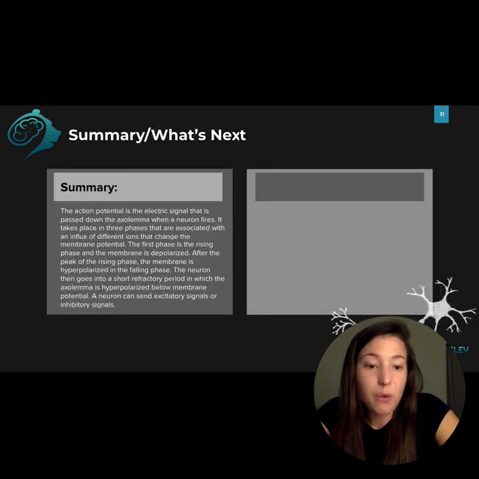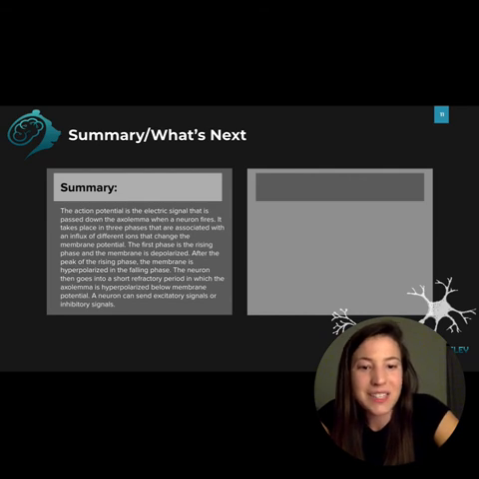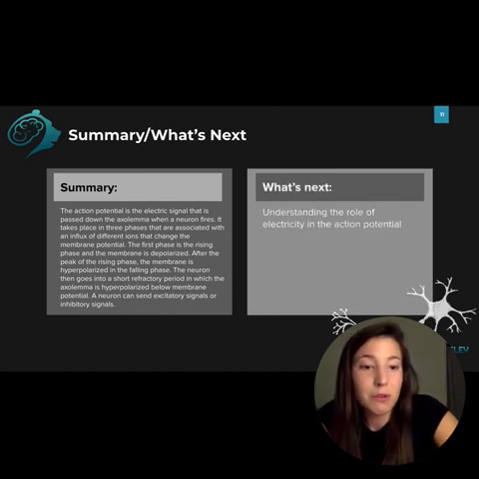So that is all we have for this lesson, because I think it covered a lot. So we know that the action potential is the electric signal that passes down the axolemma when the neuron fires. It takes place in 3 phases that are associated with an influx of different ions that changes the membrane potential. The first phase is the rising phase, and the membrane is depolarized. After the peak of the rising phase, the membrane is repolarized in the falling phase. The neuron then goes into a short refractory period in which the axolemma is hyperpolarized below resting membrane potential. A neuron can send excitatory signals or inhibitory signals. And next, we will cover the role of electricity in the action potential.